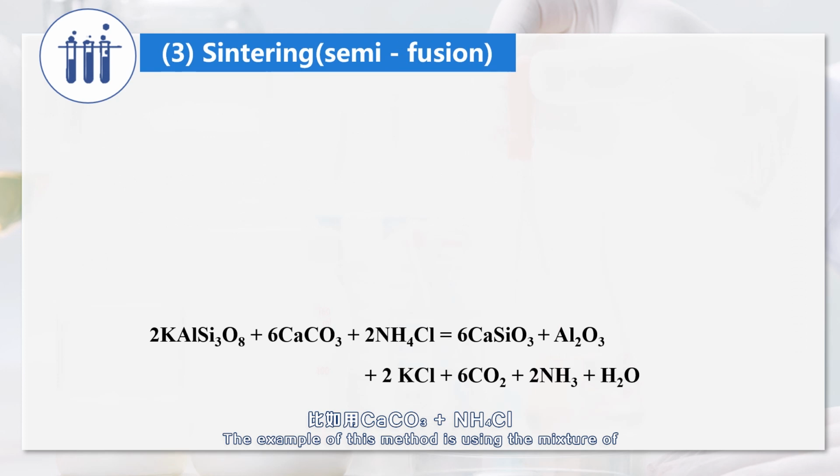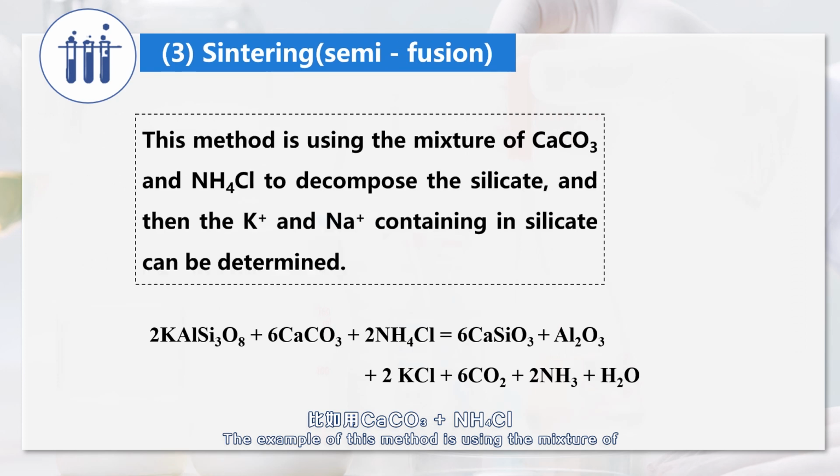The example of this method is using the mixture of calcium carbonate and ammonium chloride to decompose the silicate, and then the potassium ion and sodium ion content in silicate can be determined. Filter the sample at 750 to 800 centigrade to get the powder product, of which the potassium ion content is determined after extraction by water. The sintering reaction equation is as follows. These are three methods for decomposition of inorganic samples.